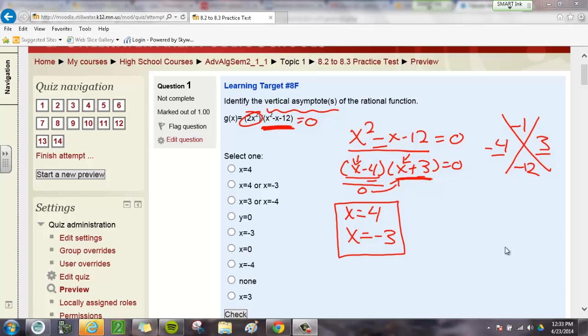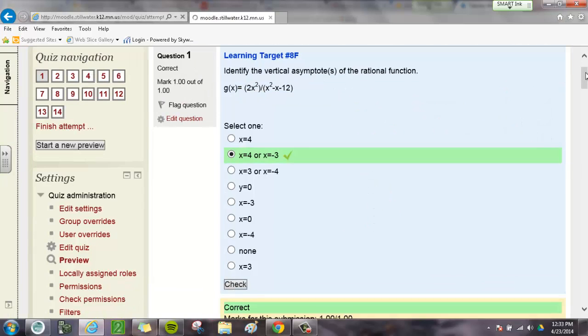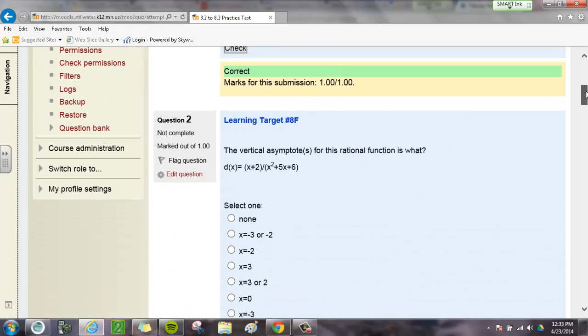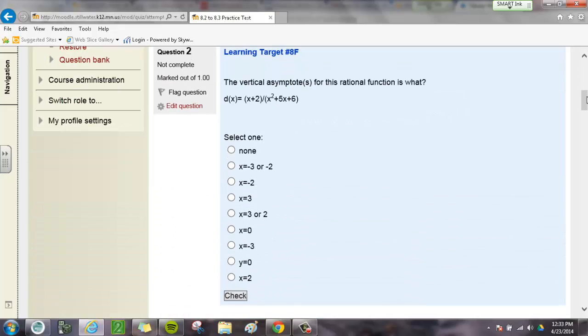Let's see if that's on here. Yep, this one right here. Check that. And moving on. Oh, good. Got that one right. Okay. The vertical asymptotes for this one.